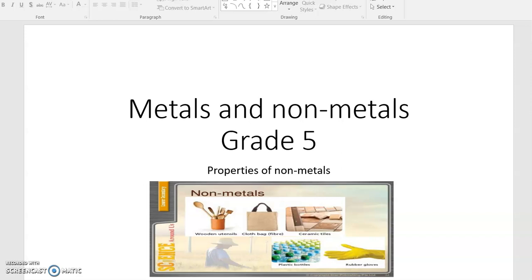Non-metals are materials that do not have the same properties as the metals. The non-metals do not have luster. They are not shiny, but they tend to be dull. Look at this slide.